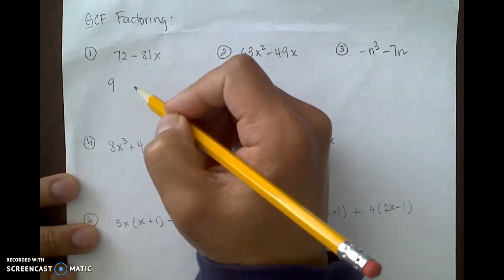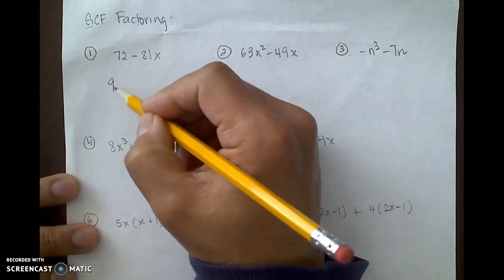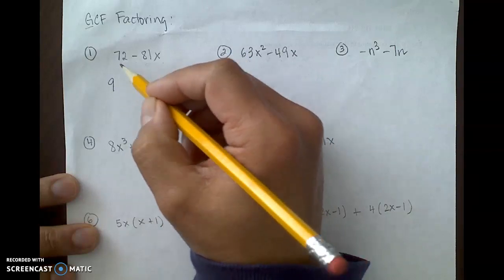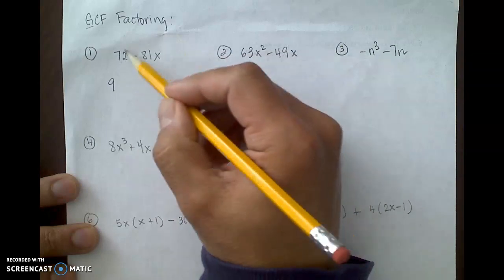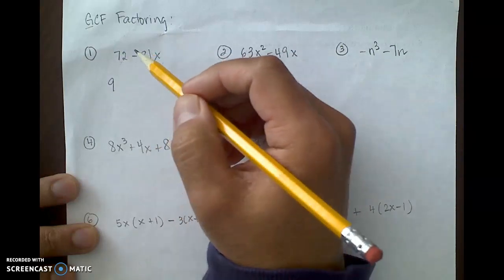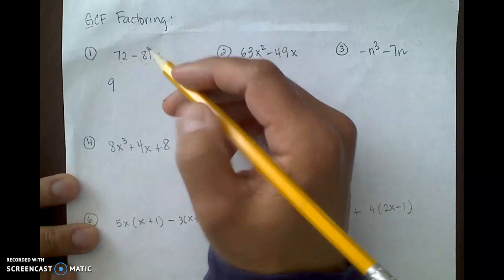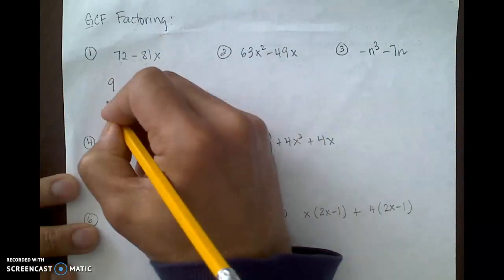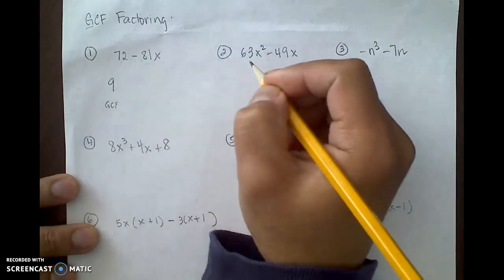Now, our GCF is just going to consist of that number 9, right? Sometimes GCFs have a variable involved. However, for this particular example, since this first term does not have a variable associated with it, it cannot be part of our GCF. Right? So this 9 is our GCF.